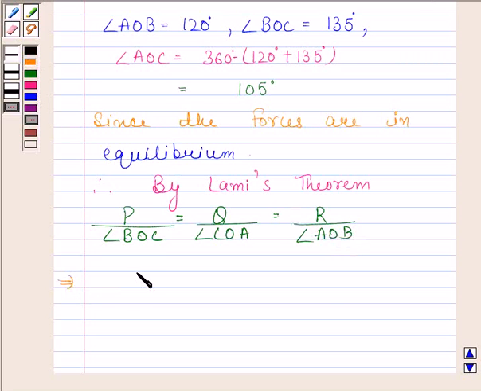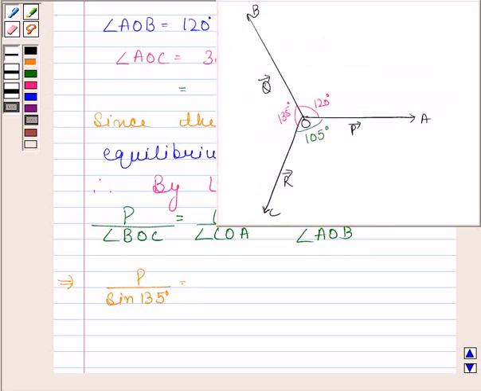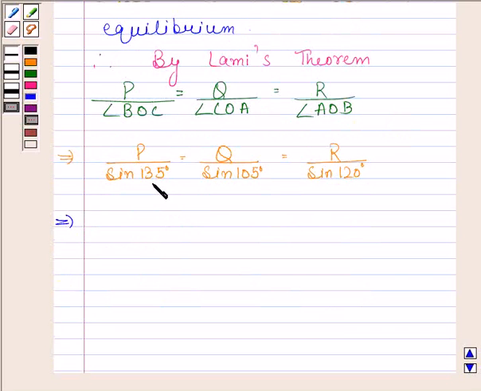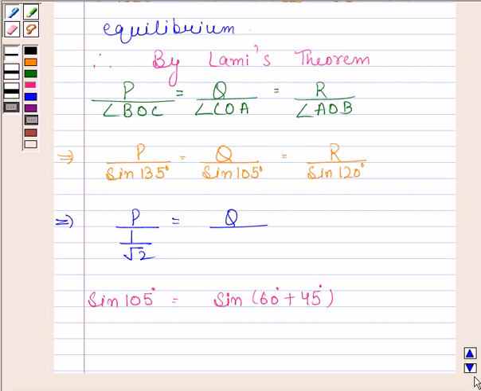Now this implies P by sine 135, as angle BOC is equal to 135 degree, Q by sine 105 is equal to R by sine 120. Now sine 135 is 1 by root 2. So we have P by 1 by root 2 equals to Q by sine 105, which can be written as sine of 60 plus 45 by using the formula of sine A plus B.